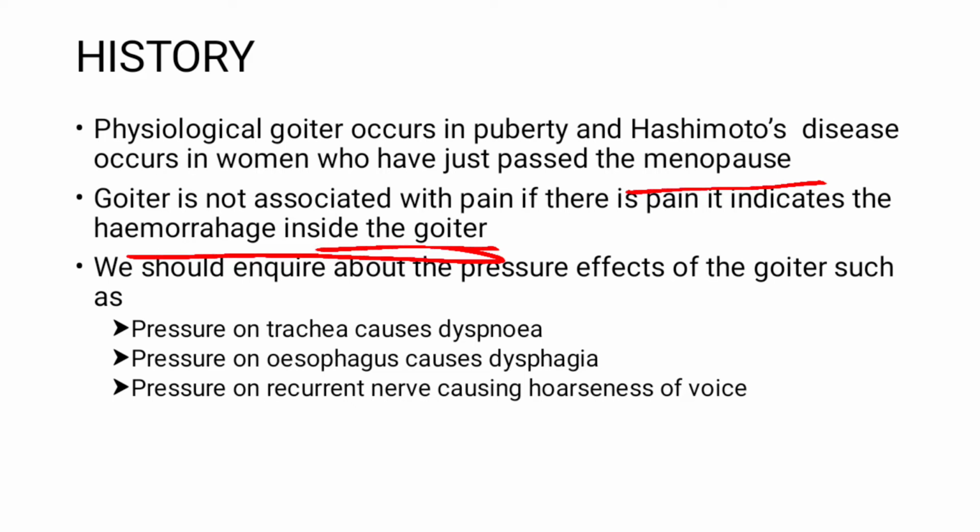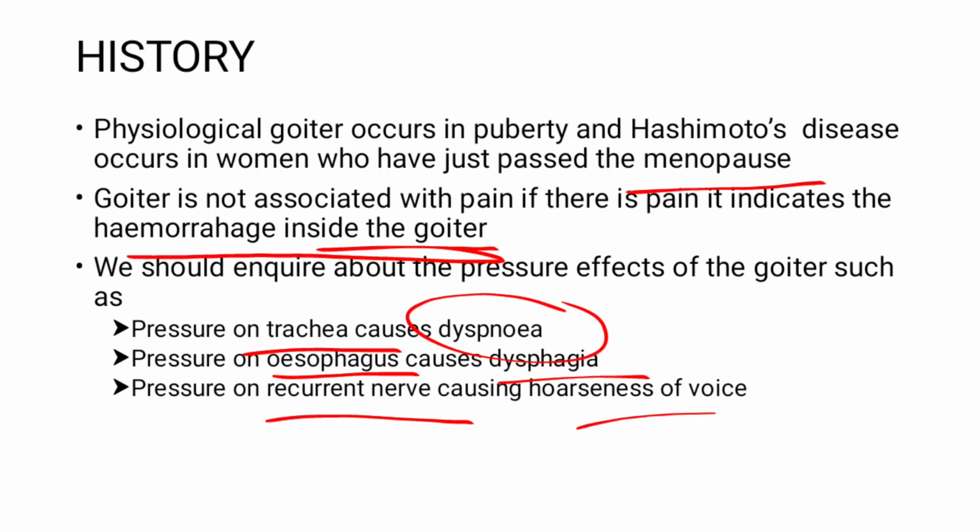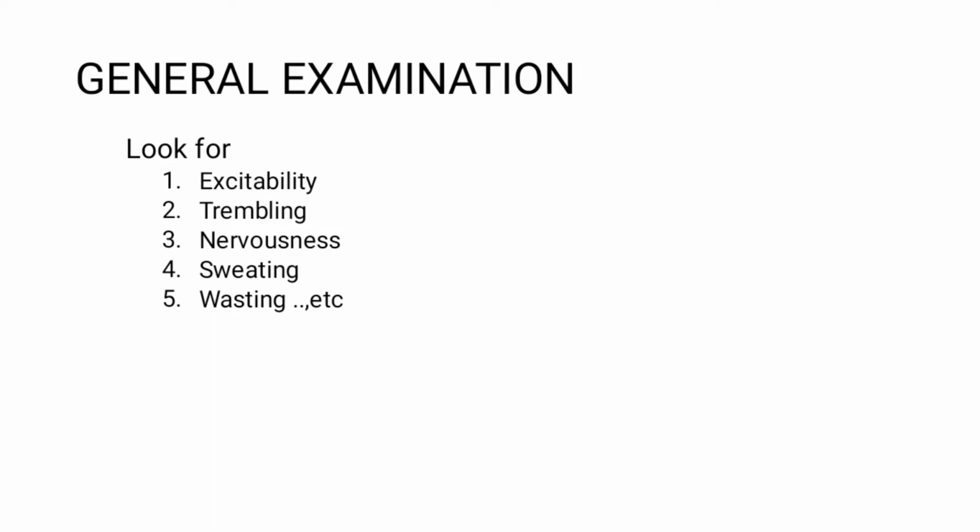We should also inquire about the pressure effects of the goiter in the history, such as if there is pressure on trachea it causes dyspnea, and if there is pressure on esophagus it causes dysphagia. Pressure on recurrent nerve causes hoarseness of voice.